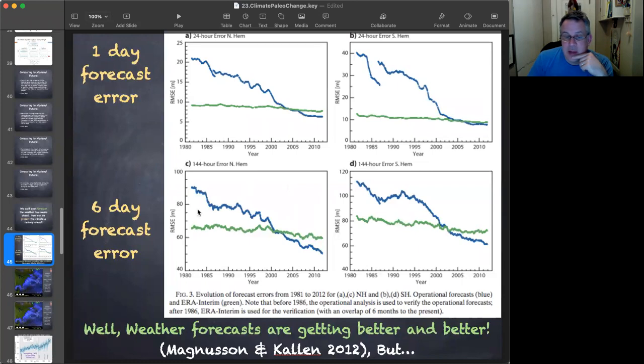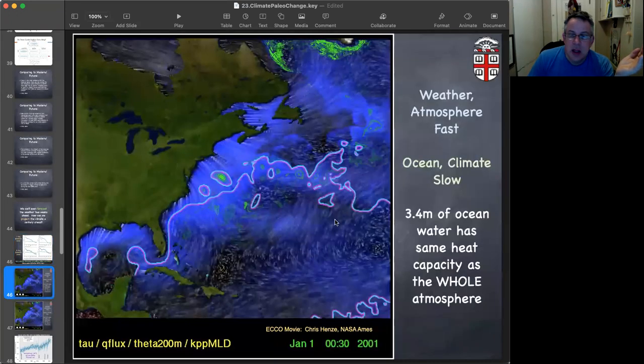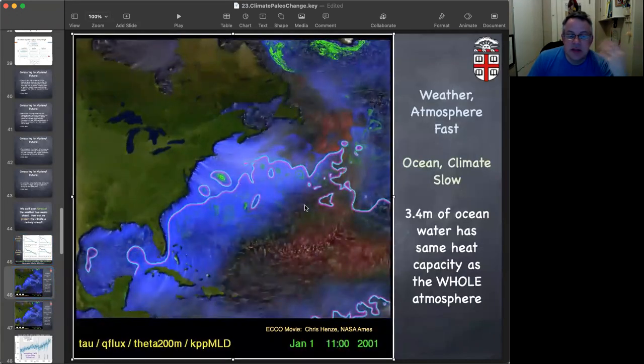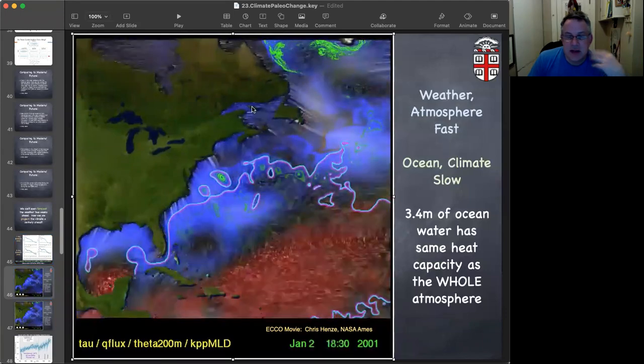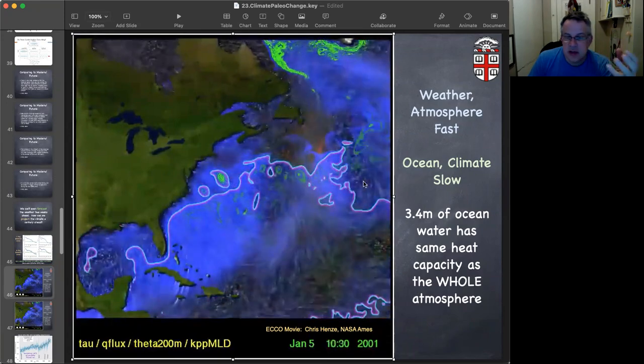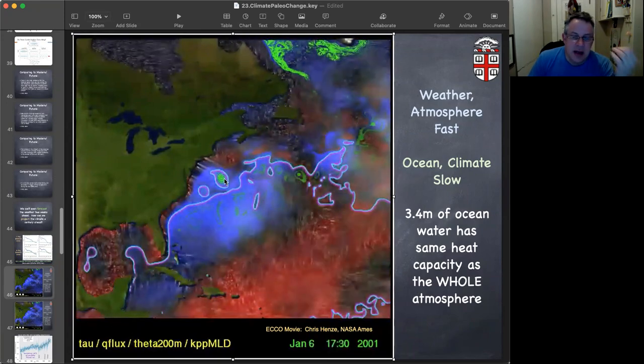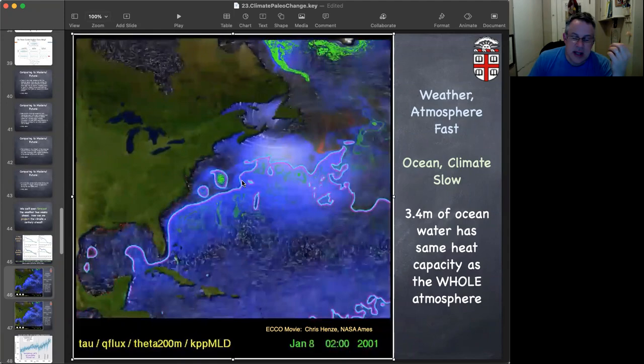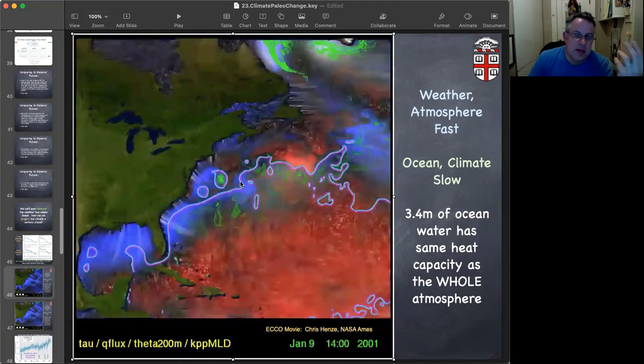Weather forecasts are getting better and better. The 1 day forecast error is going down, and the 6 day forecast error is going down. This is an amazing treat, but we are still only predicting a few days ahead. So when we think about this intrinsic problem of air-sea fluxes and weather and turbulence in the atmosphere and turbulence in the ocean, predicting which eddy or which storm is going to be where on which day is definitely not possible beyond the predictability window.